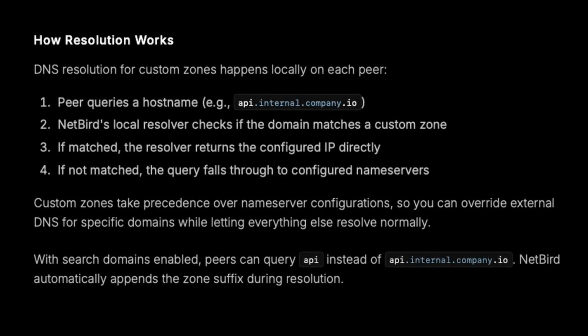Essentially, the peer will query the host name. The NetBird local resolver checks if the domain matches a custom zone. If matched, the resolver will return the configured IP address directly. And if not matched, it will just fall through to your configured name servers. These custom zones that you define on NetBird will take precedence over your configured name servers, so you can override external DNS for specific domains while letting everything else pass through and resolve normally.